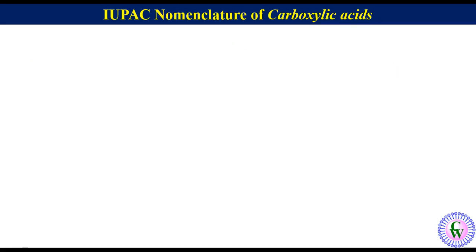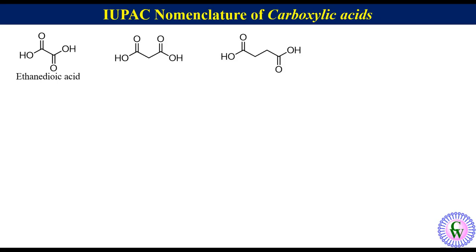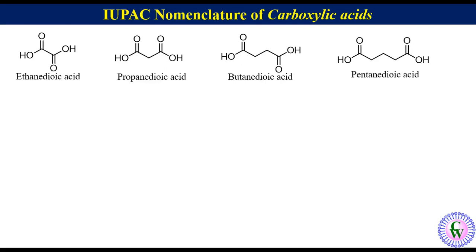Let's have a few examples of dioic acid. The simplest example is oxalic acid. Since it has 2 carbon atoms, the IUPAC name will be ethane dioic acid. Similarly, malonic acid, succinic acid and glutaric acid with 3, 4 and 5 carbon atoms are respectively named as propane dioic acid, butane dioic acid and pentane dioic acid.